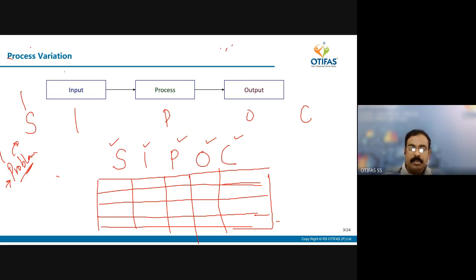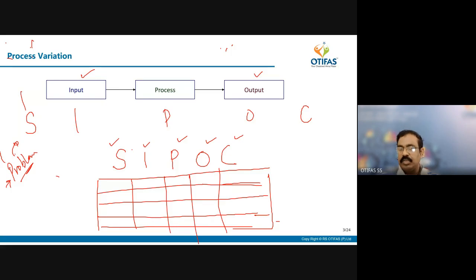Okay. Now, when you understand a process, every process will have some inputs and every process will have an output. So if you list down the process, the inputs and the outputs of the process, and then further list down the names of the customers and the names of the suppliers, it becomes a SIPOC.